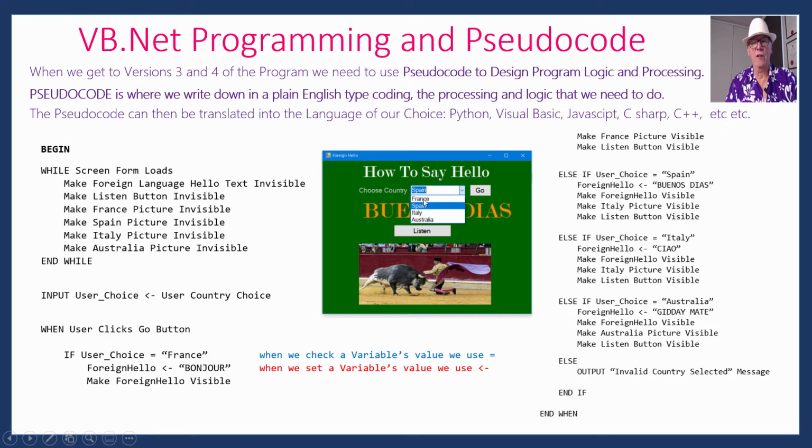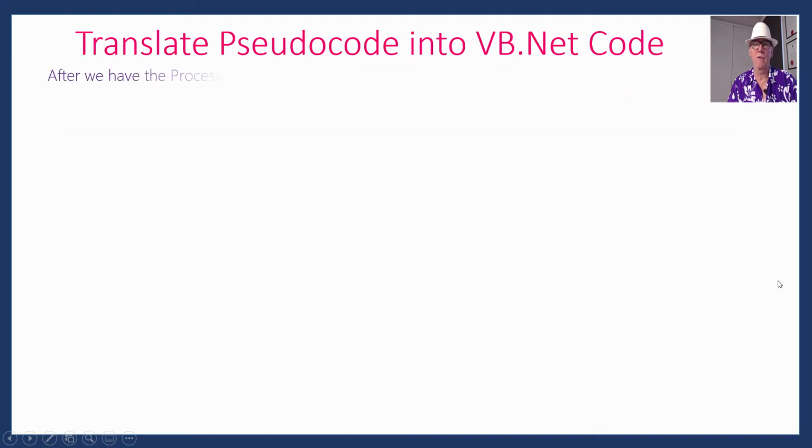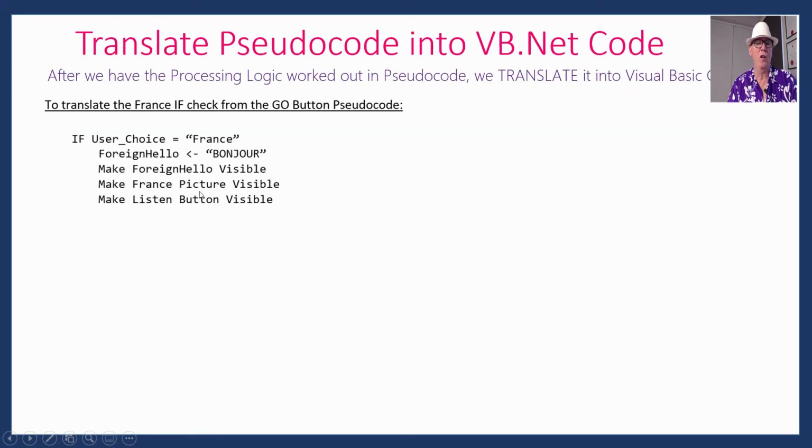All right, now if they haven't chosen France or Spain or Italy, maybe they've chosen Australia. So we have, if the user choice is Australia, set all that up. And then we need a final else here, a final option that could happen, which is where they haven't picked anything. So put up this little message on the screen that they've made an invalid country. Or if they've actually gone into this box and typed their own country, like Brazil or something like that in the box. Anyway, so that's how we work it out in pseudocode. And then we need to convert that into the Visual Studio Code.